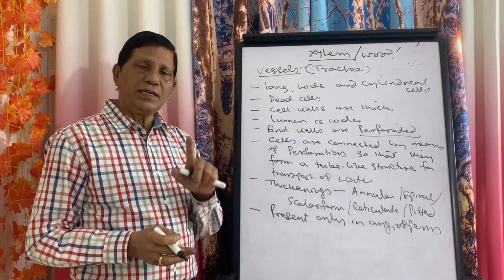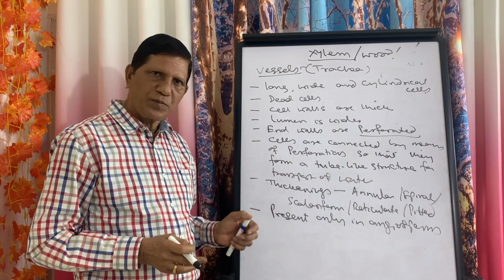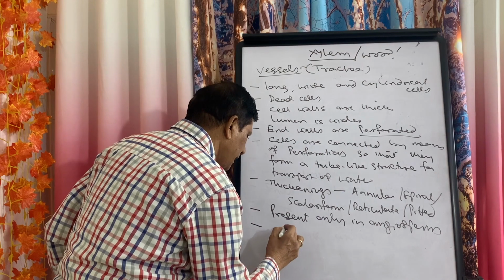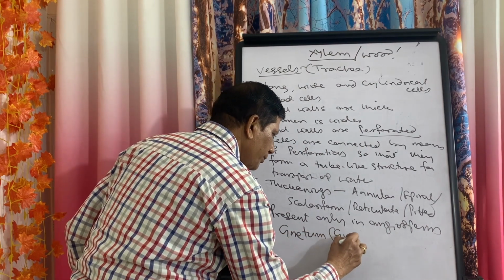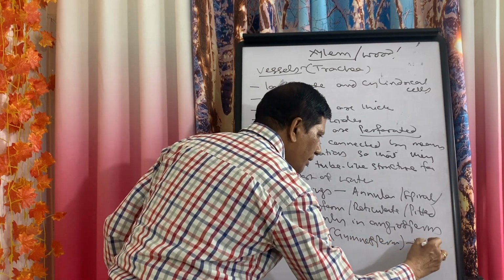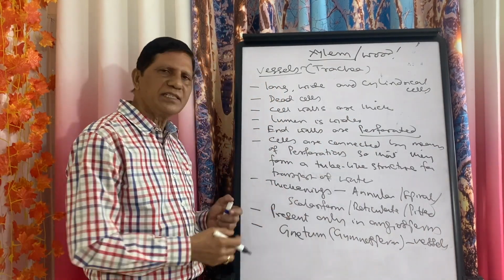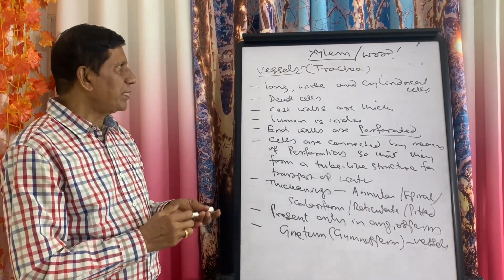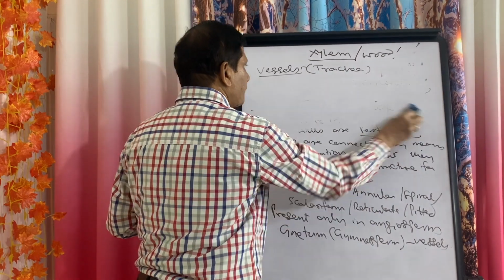And though the pteridophytes and gymnosperms do not have these vessels, again there are some exceptions, like in case of Gnetum. Gnetum is a gymnosperm, but here we will get vessels. But that doesn't mean that all gymnosperms have vessels. This is the only exception. So these are the characteristics of the vessels. Now let us explain it diagrammatically.